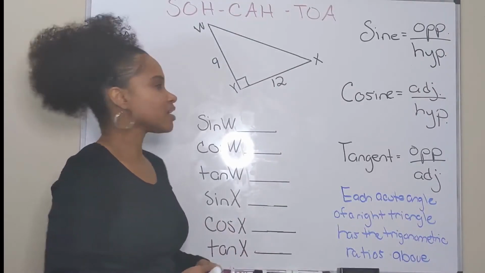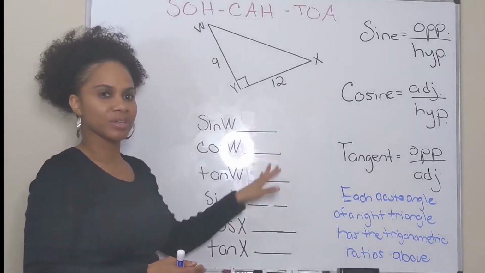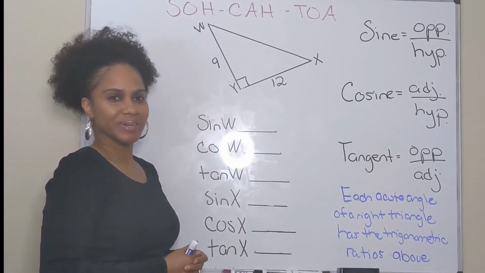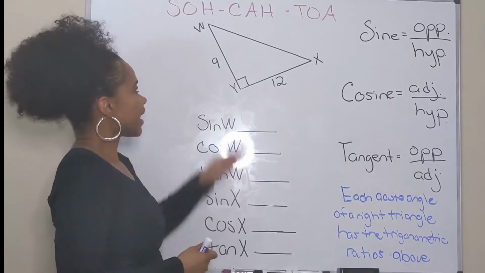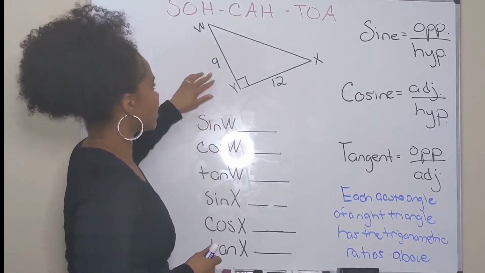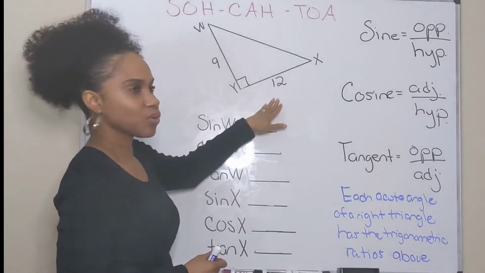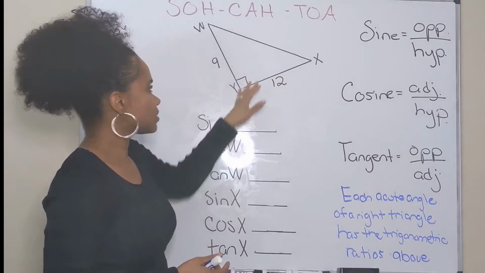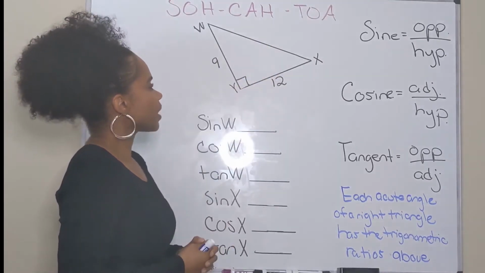So let's try another problem here. We want to find the trigonometric ratios of the acute angles of this triangle. Now when we look at this triangle here, we notice that we have a side here that is 9, 12, but our hypotenuse, and again, we know that's the hypotenuse because it's opposite the right angle.